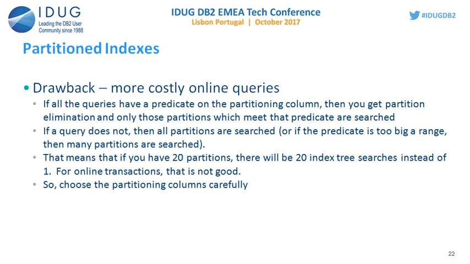But your online queries may be a lot more costly. If all of your queries have a predicate on the partitioning column, you'll get partition elimination, and DB2 will only have to look at those partitions that meet that predicate. But if your query does not have a predicate on it, then all of the partitions have to be searched. If I have 20 partitions, DB2 has to do 20 index tree searches instead of only one. And for an online transaction, that's not good.